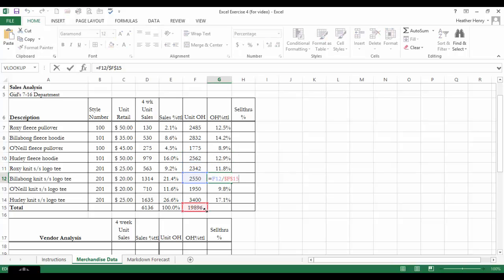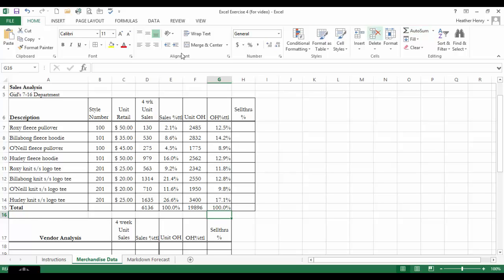So as you can see, as I'm checking my formulas, I'm still making sure I divide my unit on hand into the correct total unit on hand. I will add all of these numbers up to make sure they are 100%. Because remember, the 19,896 units on hand is our total on hand. So that is 100% of the styles on hand.